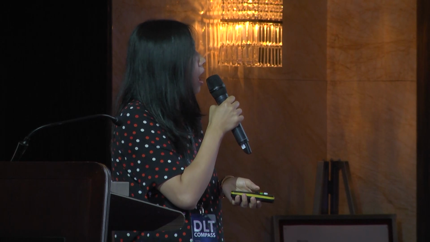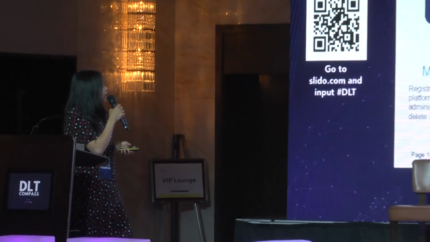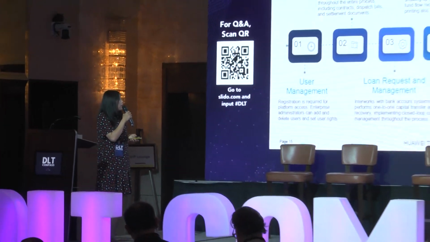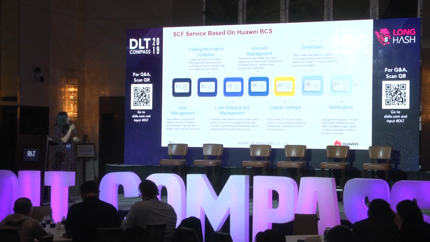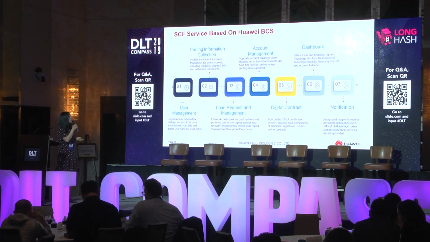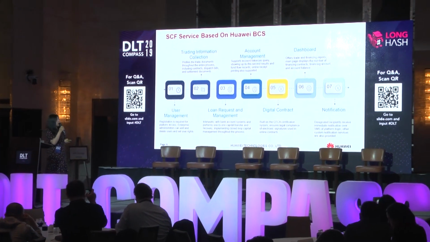The key component that we delivered here includes 7 parts. First one, we need to manage the user for each enterprise, core enterprise. And also the trade information will be put into the blockchain. And the loan request will be put into the blockchain. Also including the account management, digital contract, a dashboard, and some notification mechanism. So this is a key component we deliver in the blockchain solution.